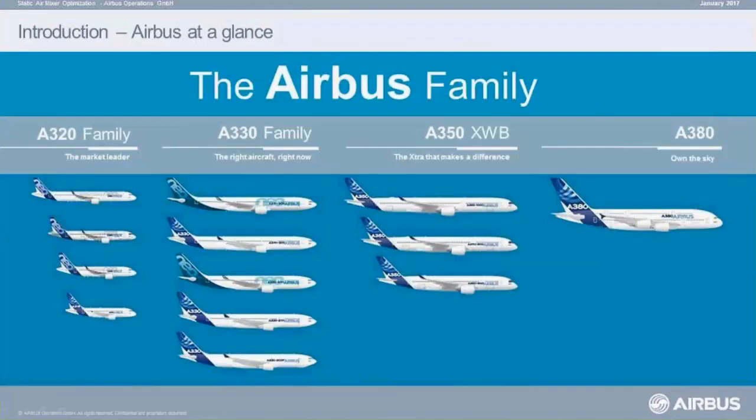Our family is also quite broad. We have our workhorse, the A320 family. There are roughly 7,000 aircraft flying today. The topic I'm going to present here today is also taken from the A320 family. We have our long-range aircraft, the A330.